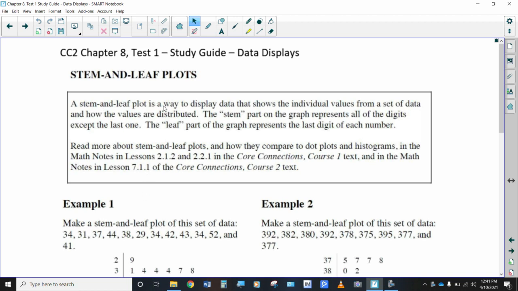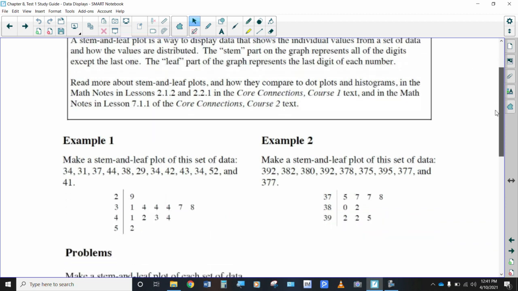So the stem and leaf plot is a way to display the data that shows the individual values from a set of data and how the values are distributed. With some data displays, you don't see the individual data items. You just see the spread, or bin widths. In this case, you actually get to see every single number, the minimum, the maximum, and all in between. So you've got two different parts.